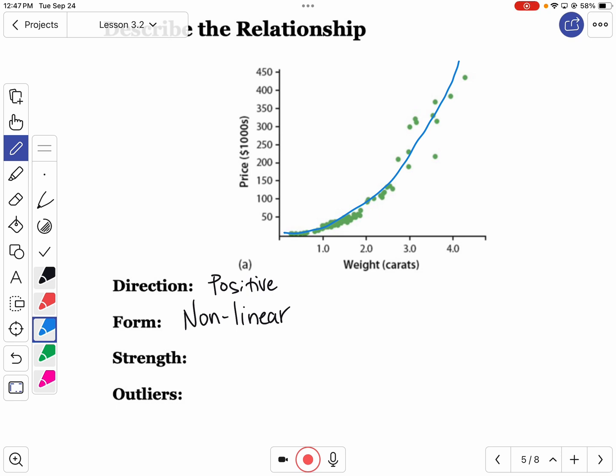Okay, what about its strength? Does it really look like a curve or does it not really look like a curve? Yeah, we're going to call it strong because it looks like a curve. Right? And do you see anybody that's way far away from the curve? No. So there's no outliers. Okay? And that's how we describe it. That's what we're looking for. Okay? So the problems that ask you to describe, that's what you're looking for. Okay? Let's do one more.